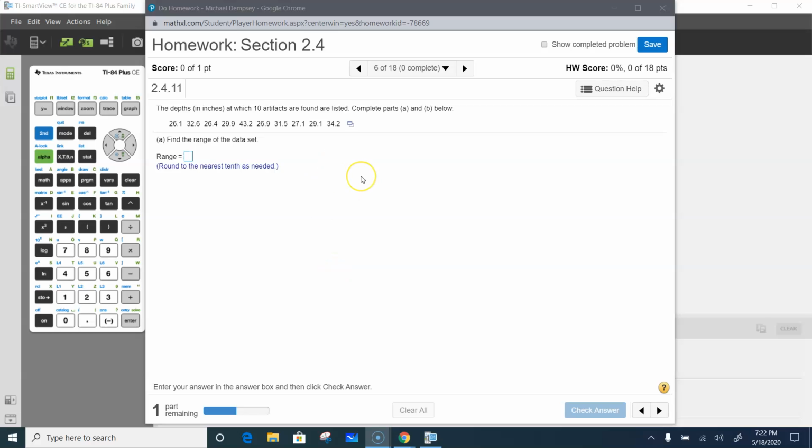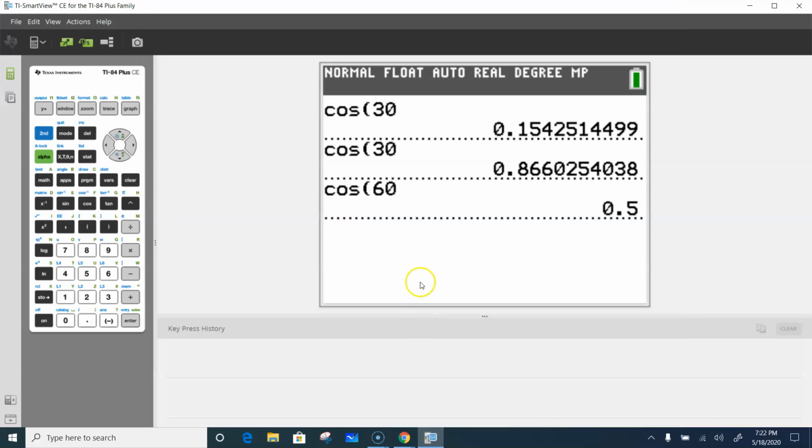Okay, so this problem comes from 2.4 where we're focusing on measures of spread. The first question asks for the range, which isn't too terribly difficult to calculate if we find the smallest number and the largest number. But again, I want to lean on our calculator skills and make sure you're able to use the technology if you need to.